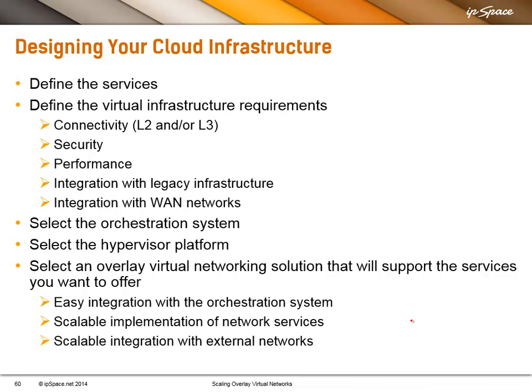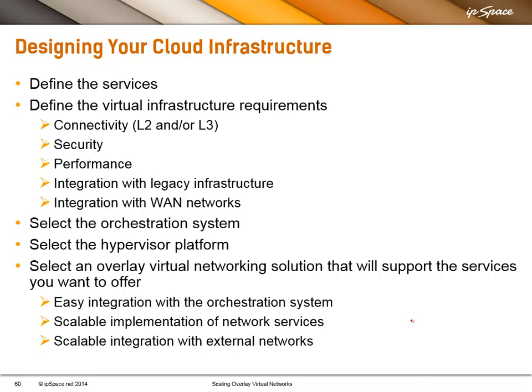Based on these requirements, you select the orchestration system that will support the services that you want to offer. Based on the orchestration system, you might be forced to select one or the other hypervisor platform. And based on those, you select an overlay virtual networking solution that will support the things that you want to offer. First, it should be easy to integrate with the orchestration system. It should have some scalable implementation of the network services, as I mentioned on the previous slide. And finally, you should be able to integrate it easily with the external networks.